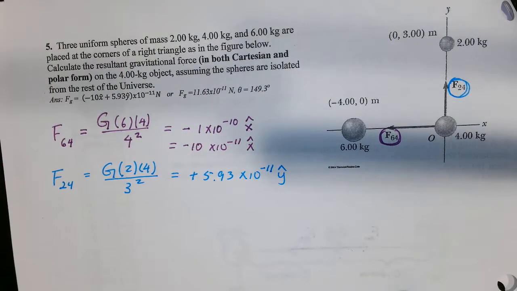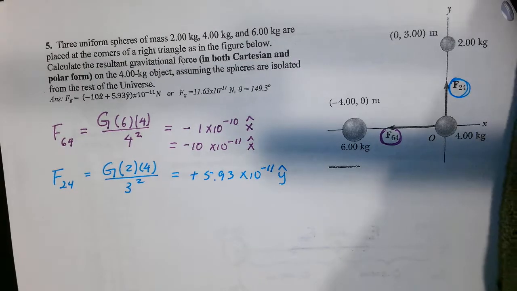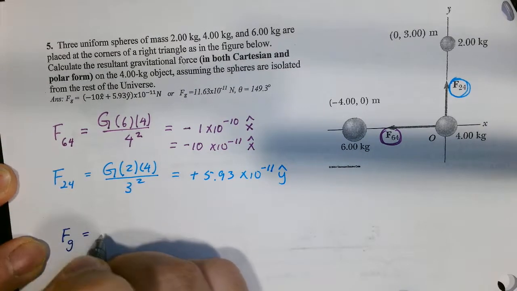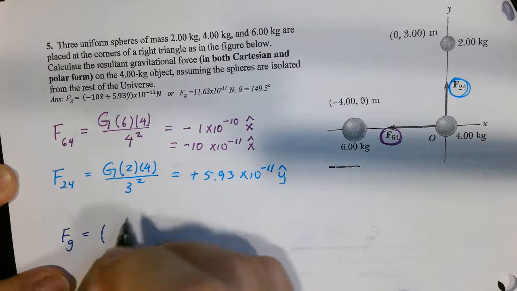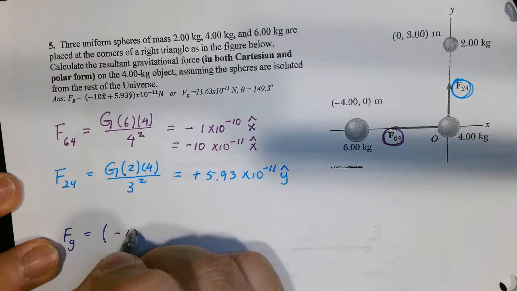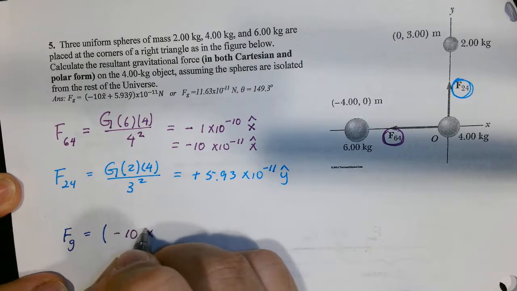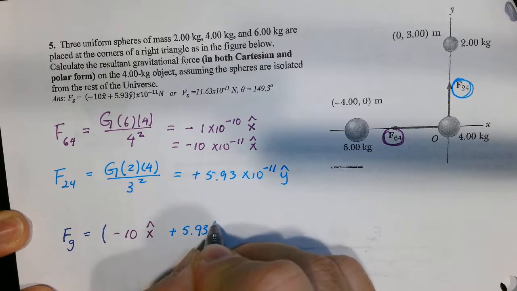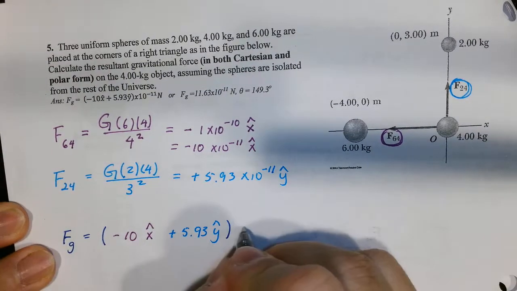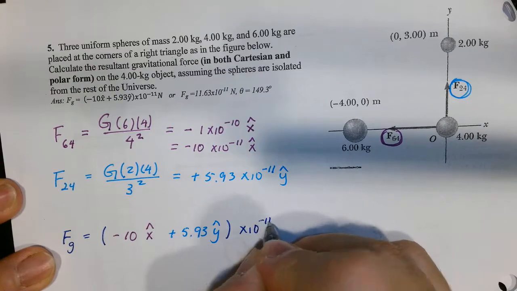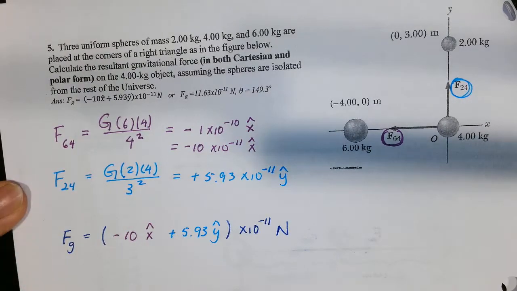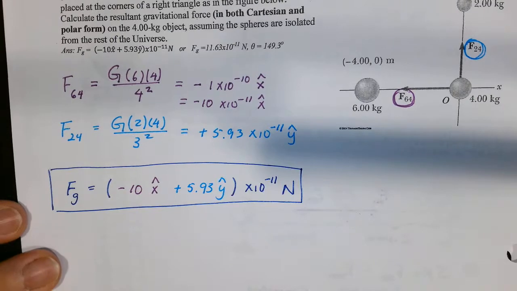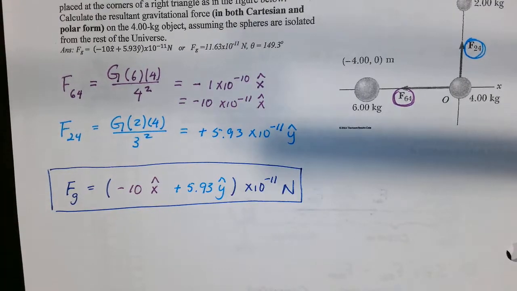All right. So the total FG can be said as negative 10 x hat plus 5.93 y hat, times 10 to the negative 11th Newtons. Okay. That was easy enough.